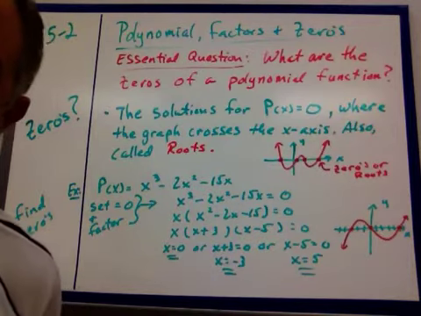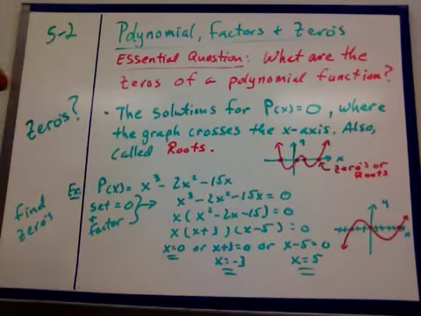All right, Algebra 2, here we go. Rolling on to 5-2. Oh, I'm sorry, I had 9-2. Get my chapters right here. Polynomial factors and zeros. Okay.